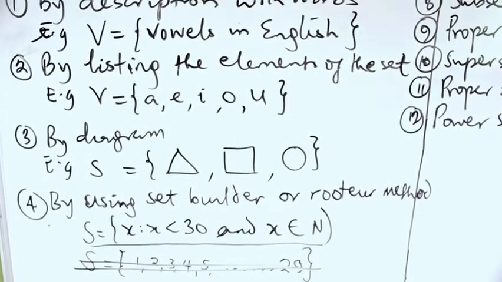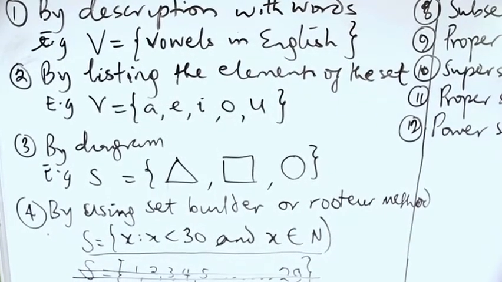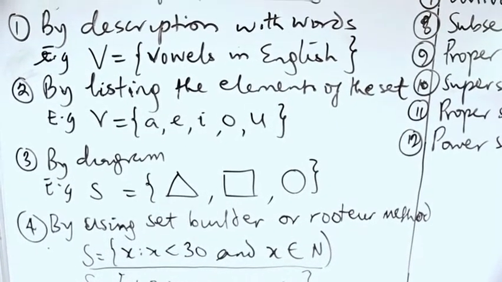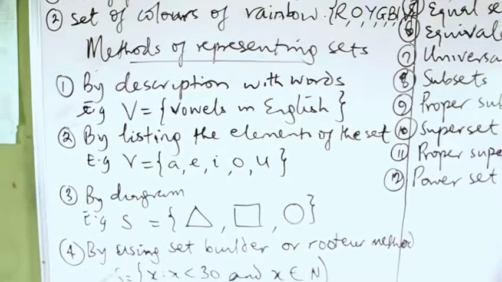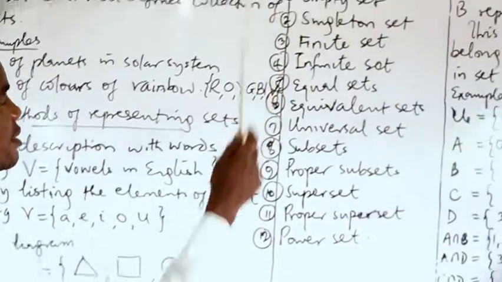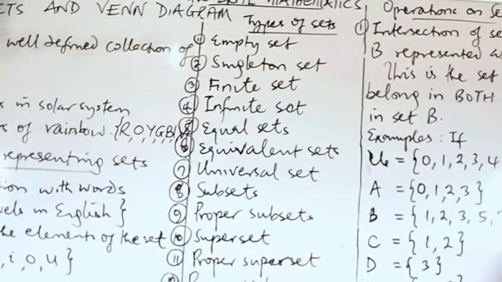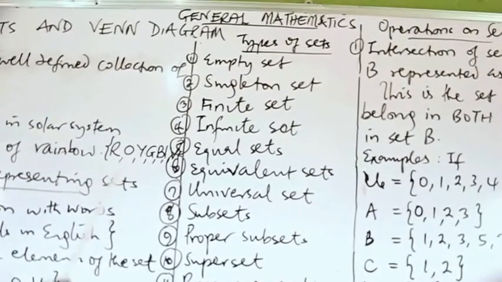Now, these are different methods of representing set. There are 4 in number, and I've given you. Then we go to types of sets. We have different types of sets.